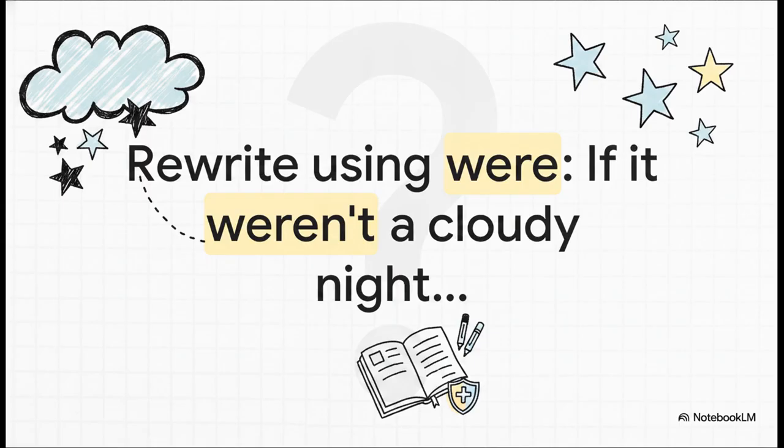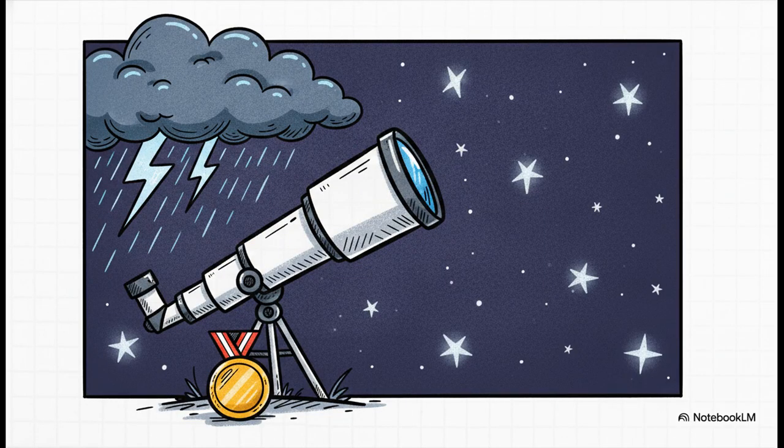If it weren't a cloudy night, more stars would be visible. Your mission is to rewrite this as an inversion, starting with were. Go ahead, pause the explainer, write it down, and definitely remember the golden rule for where that word not is supposed to go. All right, moment of truth.